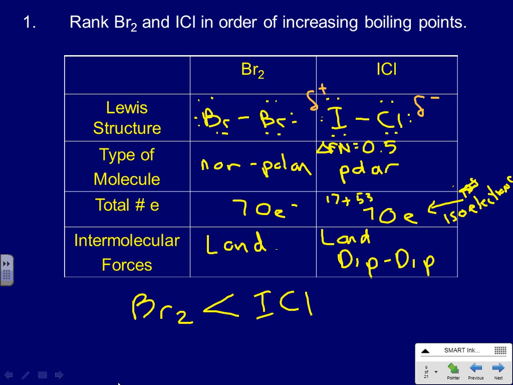Okay? And that's because it's only London forces holding together Br2, and it is London forces and dipole-dipole forces holding together adjacent ICl molecules, and therefore we have a higher boiling point. Any questions or concerns on this stuff?